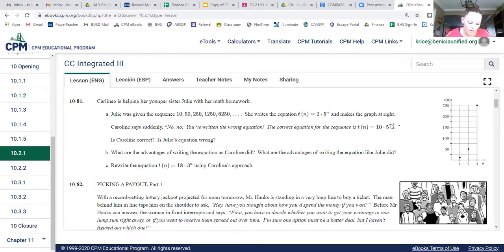Is Caroline's equation correct? Is Julie's equation correct? So I'm going to copy that sequence and their equations down real quick, so you can do the same.